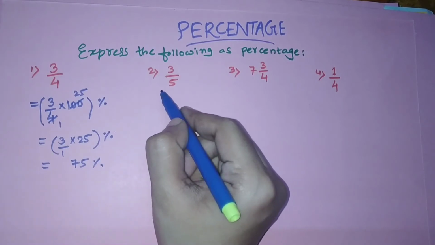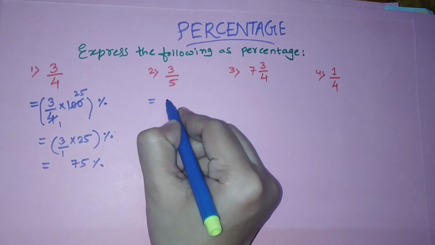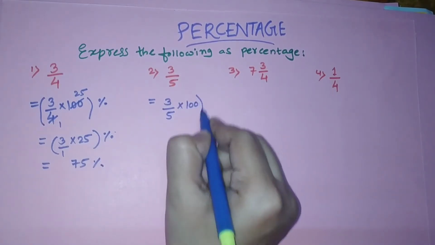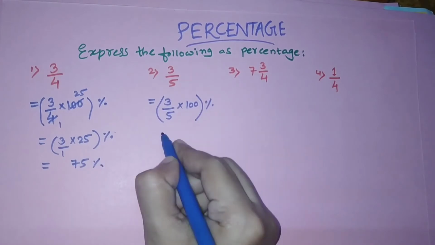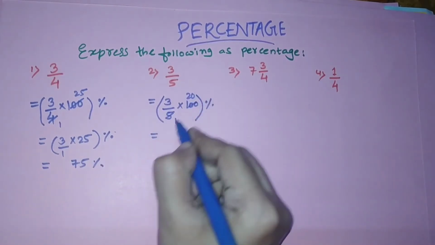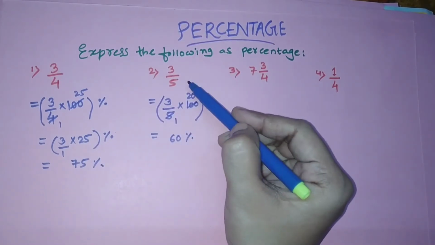Now the next one, that is 3 by 5. Again, to convert 3 by 5 into a percentage, we just multiply it by 100. Now again you get 20, and 3 times 20 gives 60%. So friends, 3 by 5 is 60%.